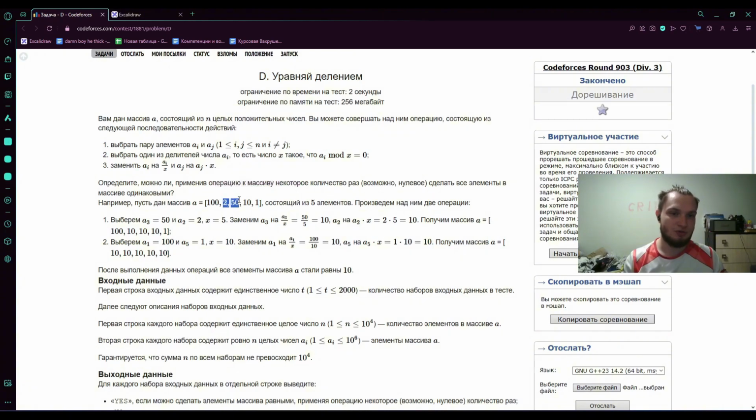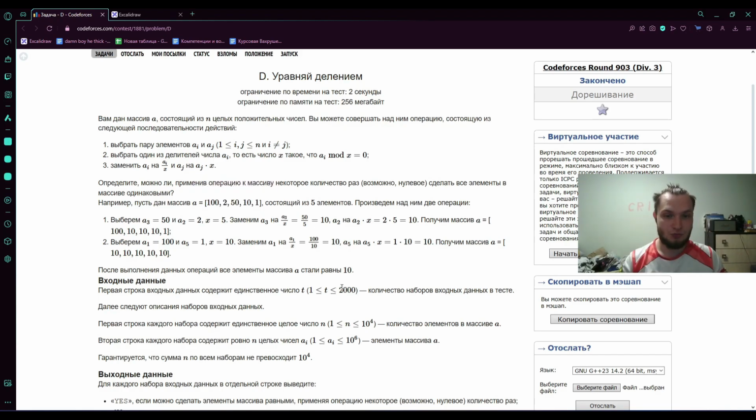We just need to make the 2 and 50 into 10s. How are we going to do this? Let's take, of course, 50 and 2, and let's take x as 5. We'll divide 50 by 5 and we'll get 10, and we'll multiply 2 by 5 and we'll also get 10. So in this way, the entire array will become equal to 10.